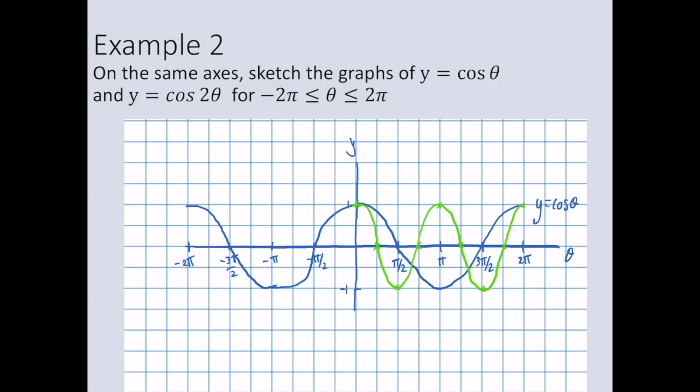We're just going to mirror that in the y-axis. Down. Back up again. There we go. Okay, so the green is y equals cos 2 theta. Hopefully that makes sense.